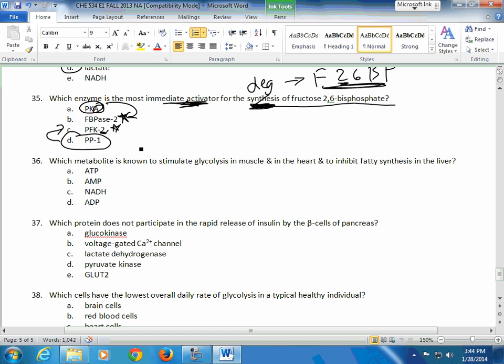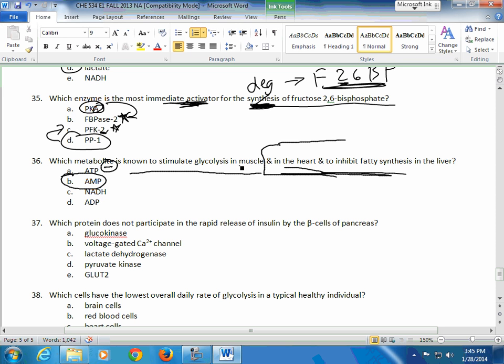Which metabolite is known to stimulate glycolysis in the muscle and in the heart and to inhibit fatty acid synthesis in the liver? So if we only look at the first part of this problem, it's known to stimulate glycolysis in muscle. And we're looking at this, so it has to do with energy charge. AMP is going to be the answer here. AMP is low energy charge. When you have low energy, glycolysis needs to happen. ATP, high energy, would inhibit it. So the rest is just kind of extra stuff to mess you up.